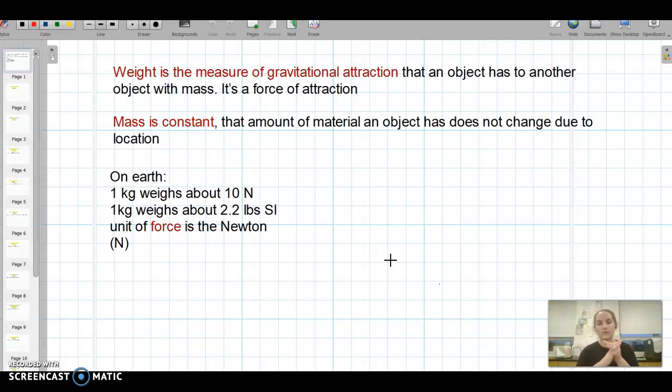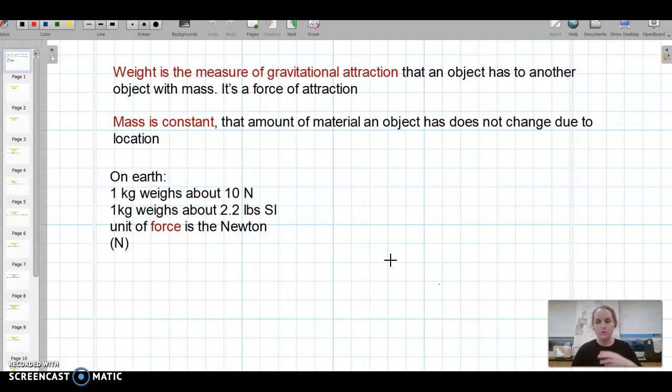Mass is a constant. Wherever you are, whether you're on Earth, on the moon, or on Jupiter, mass is a constant. The amount of material an object has does not change due to your location. That would be the mass: the amount of matter that you or that object is made up of.